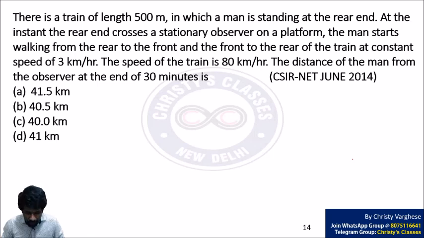Train problem, how they twist the situation is like this. Try this question, June 2014 CSIR-NET problem. Okay, I'll start explaining. So there is a train of length 500 meter.